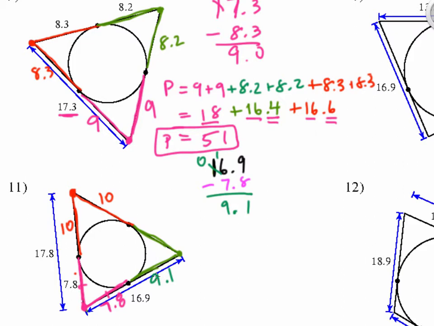And you can double check that. 9 plus 7 is 16. 0.8 plus 0.1 is 0.9. You add them together, you get the same thing. All right, so our total perimeter is going to be all of these added up.